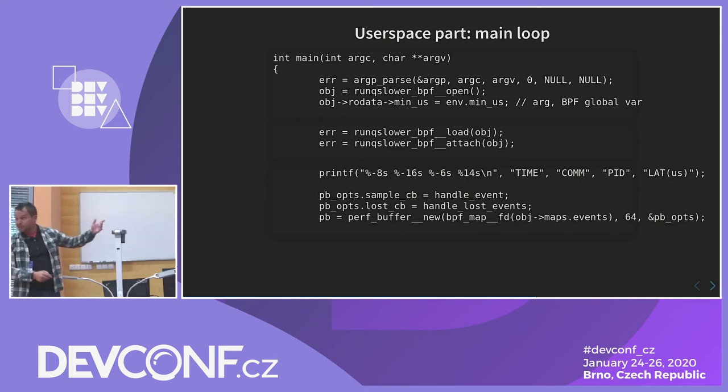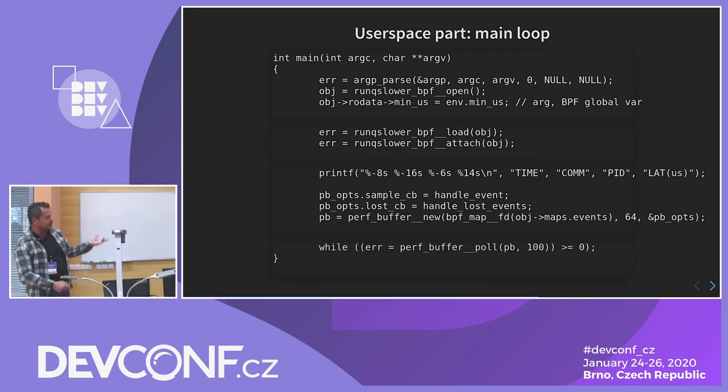You can handle loss events as well. If it's a high-frequency event, you may lose some, and then you want to be notified. You create the perf buffer with the callbacks, and then that's it. You run it in a loop, printing the events. So that's the user space part.